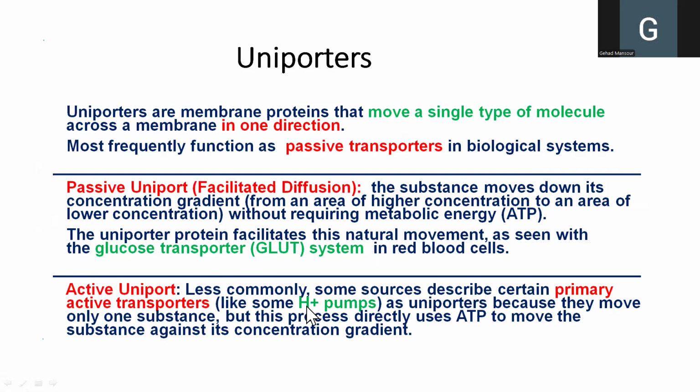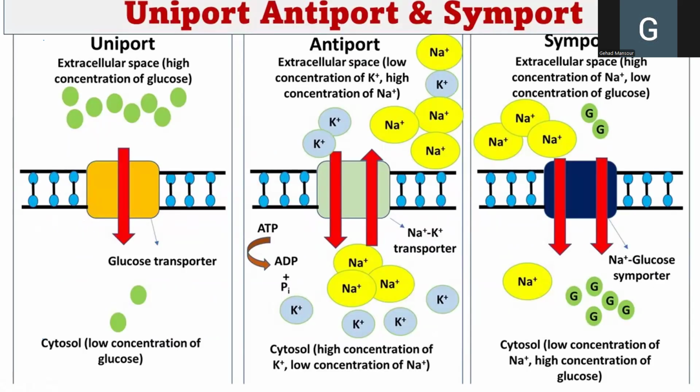So as I've just said, like the hydrogen pumps, which are, for example, like the carriers, the electron carriers, because they are not only carriers in the electron transport chain in mitochondria and chloroplast, but they are also considered hydrogen pumps. They are uniporters, but they are active uniporters. They are uniporters. Why? Because they move only one substance, but they are active uniporters because they use ATP. And why do they use ATP? Because they move the substance against concentration gradient.